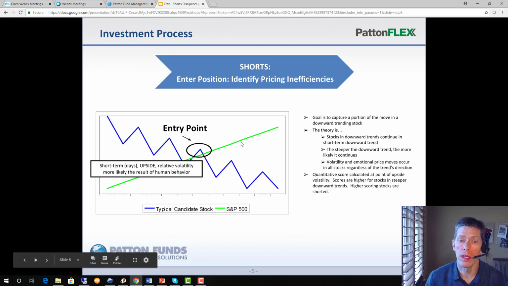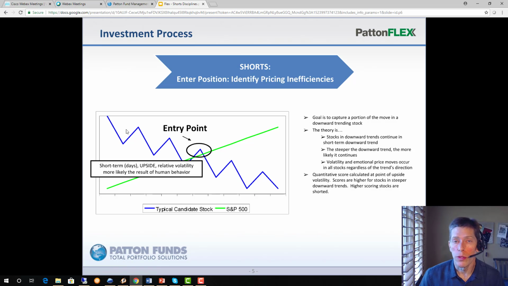Again, the market theoretically trends higher over time. This blue line is designed to represent an individual stock trending downward, contrary to the market. So what we're looking for in short positions are stocks in these downward trends. We can always find them. They're out there. Sometimes it's a matter of degrees, but we'll find these stocks in these downward trends.